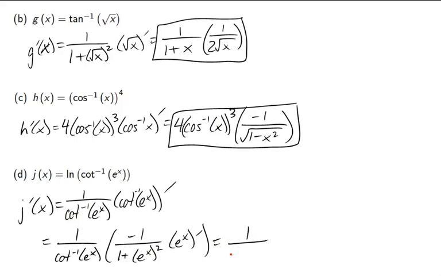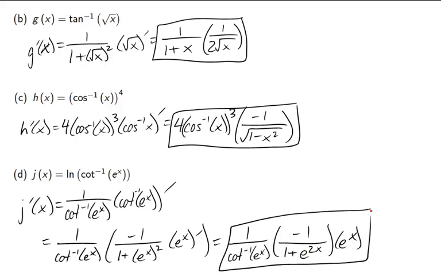Just to finish it off and write it cleanly, or as clean as we're going to, we have this times negative 1 over 1 plus e to the 2x, multiplying my powers, times the derivative of e to the x, which is e to the x. Three-part chain rule.